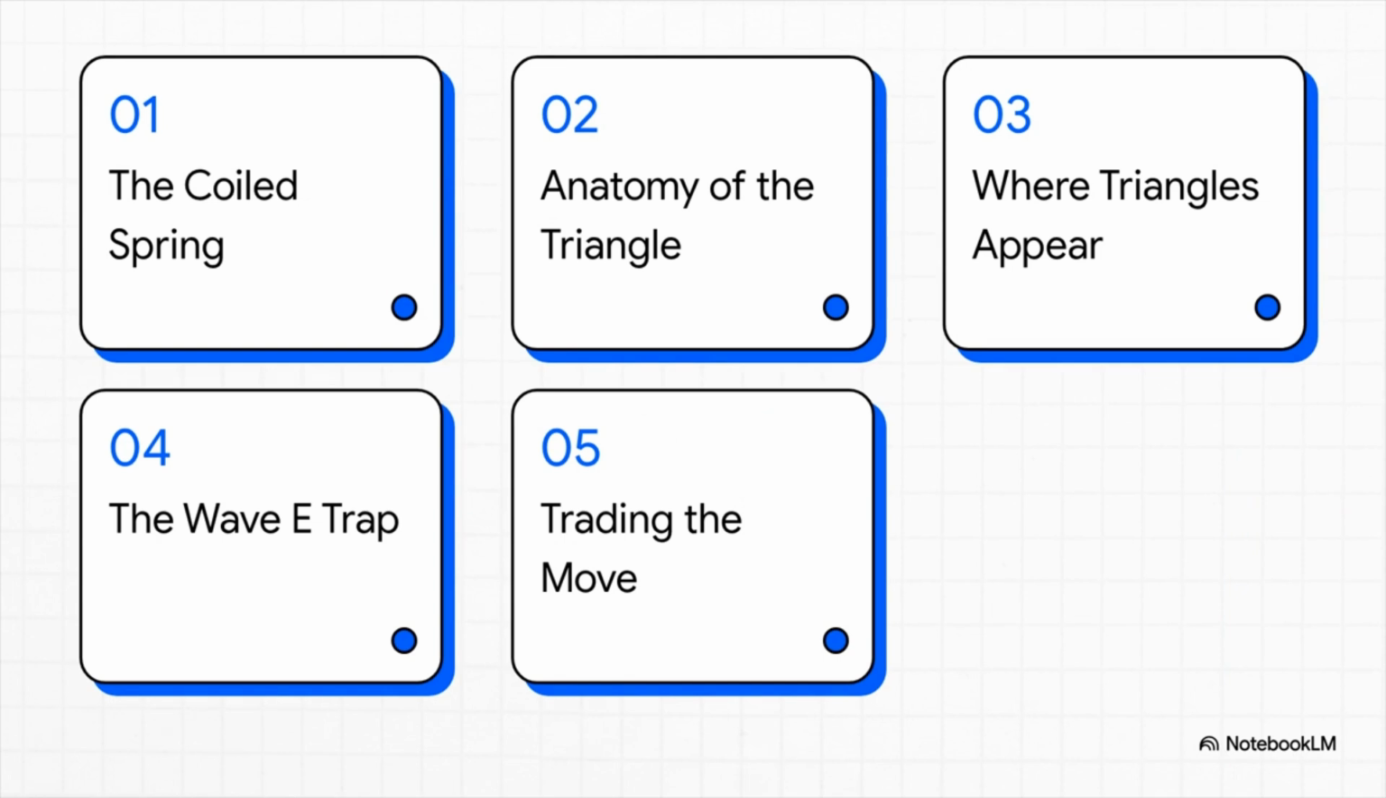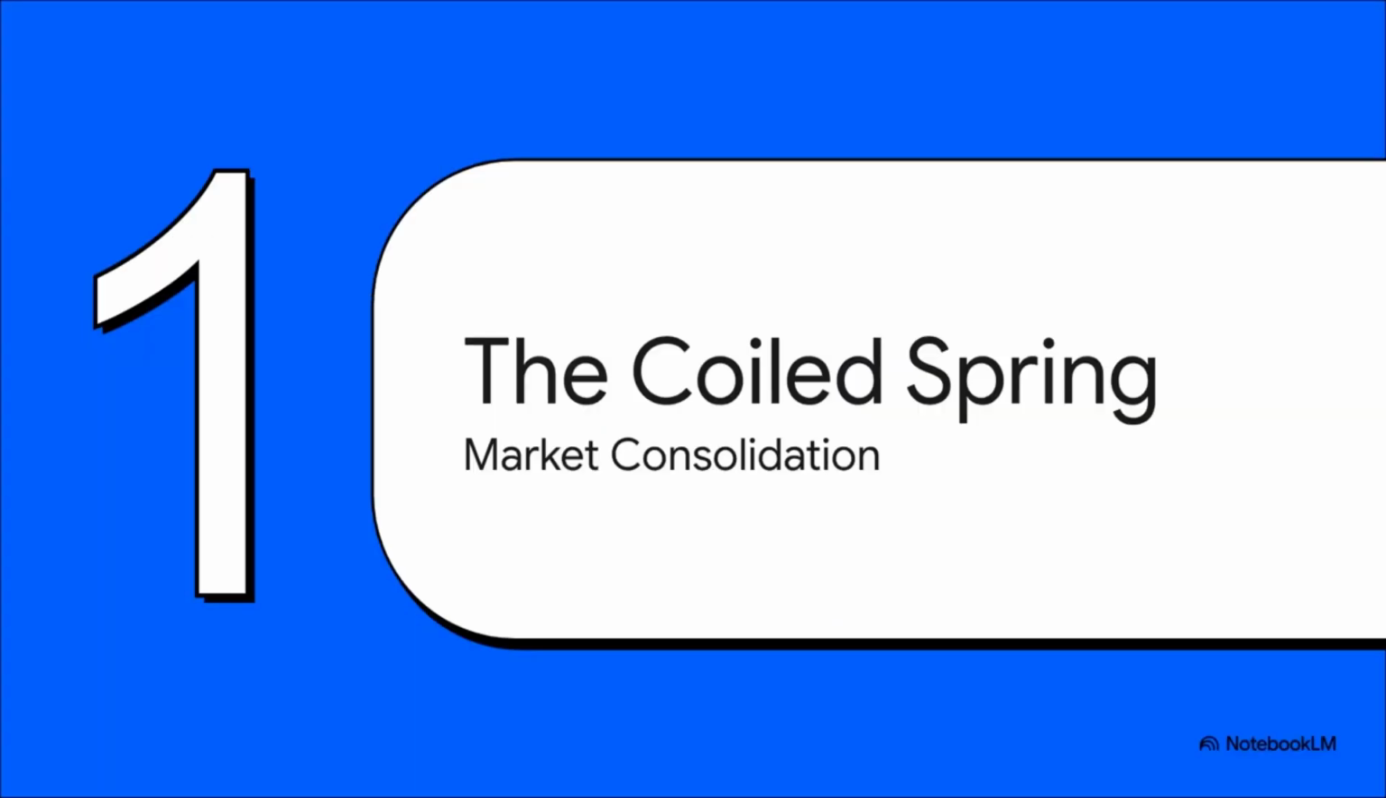Okay, let's dive right into this roadmap. Today we're covering the ultimate coiled spring, anatomy of the triangle, where do triangles appear, the wavy trap, and finally, trading the explosive move. Let's kick things off with part 1, the ultimate coiled spring.